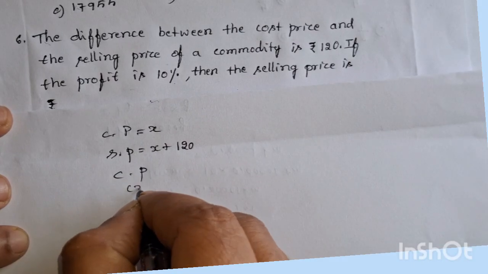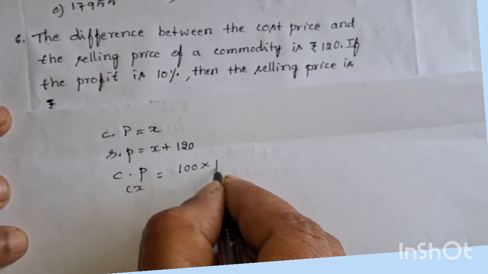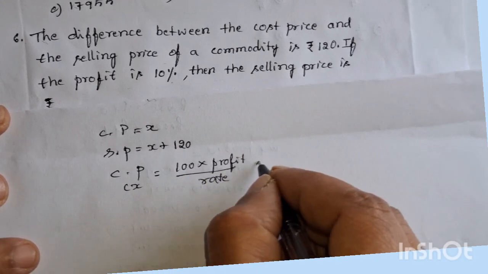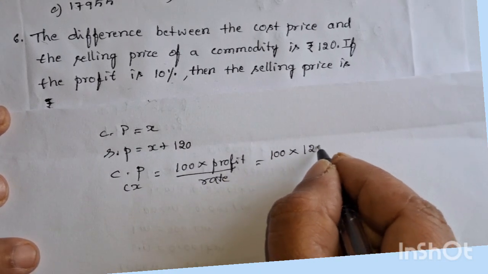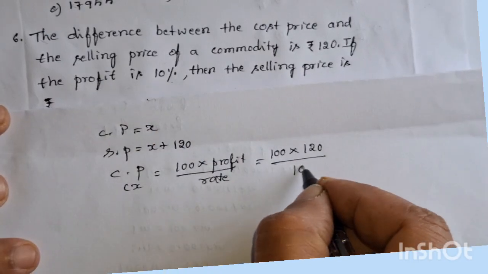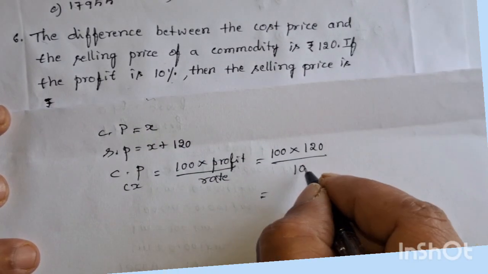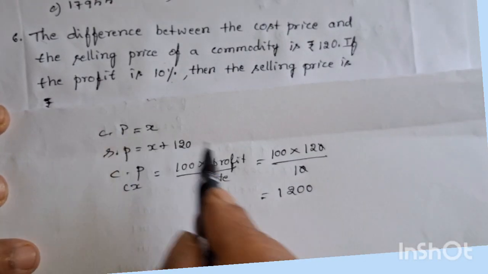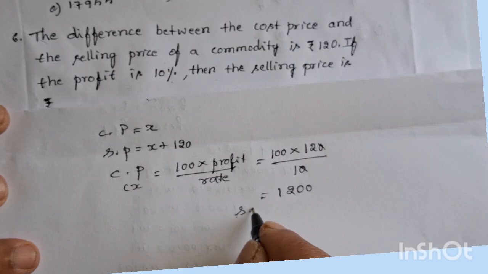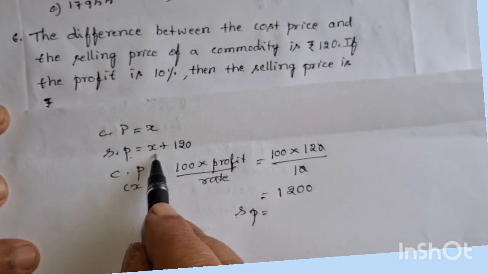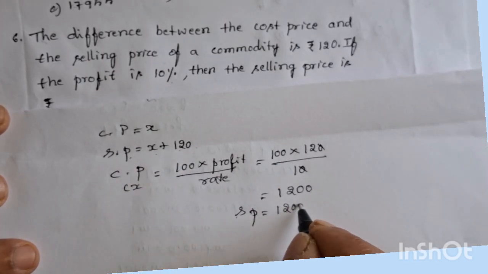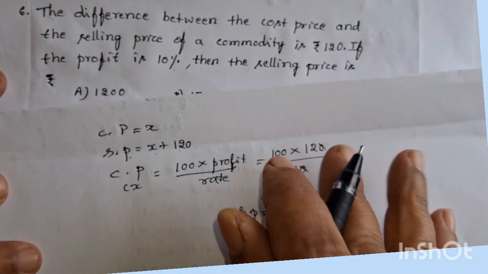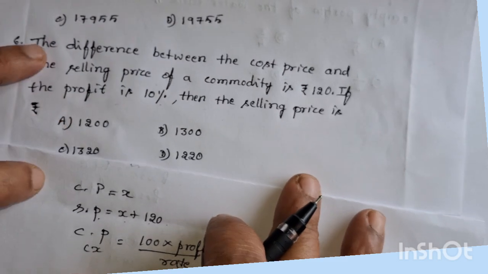120 is the profit. We have a formula for cost price, that is cost price is equal to 100 multiplied by profit over rate. So it is 100 multiplied by 120 divided by 10. It becomes 1200, that is the cost price of the commodity. Then selling price is the sum of the cost price and the profit. Cost price is 1200 and profit is 120, it becomes 1320. So correct option is C, 1320.